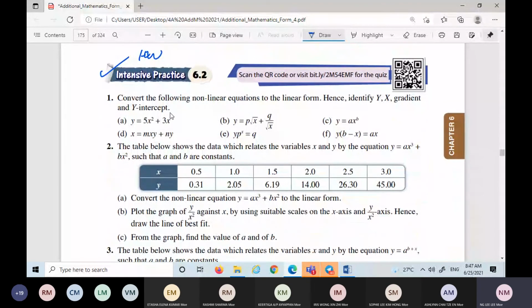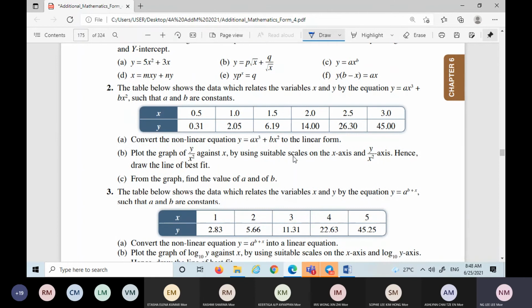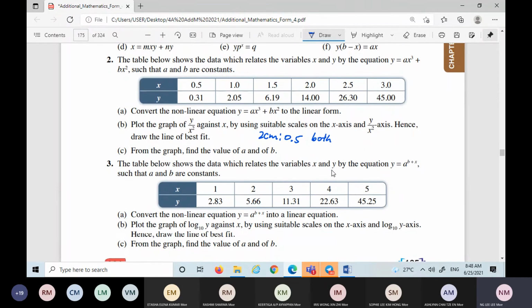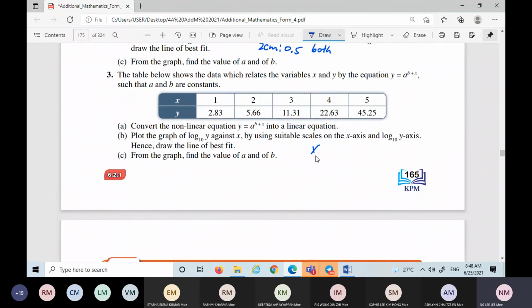Same thing, this one also the capital letter Y, X and Y not given. And then 2 more graphs, number 2 and number 3 are graphs. For the suitable scale, I write for you, but if you think it's not suitable, then you have to tell me. This one is for both. And this one for the X is this, for the Y is this.